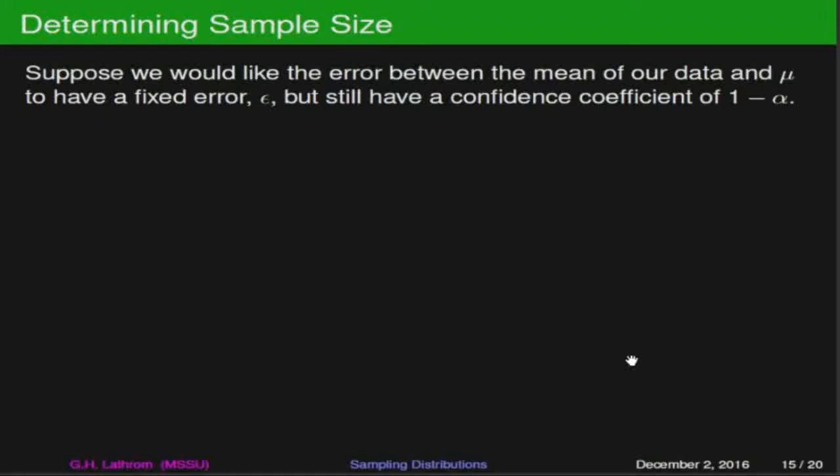So a second thing that can happen in these situations is we're doing this experiment and we ask the question, well, how much data do we need? So the setup is we're supposing that we would like our error of our mean in our data, mu, to have some fixed value, say epsilon, but we still want to have a confidence coefficient of 1 minus alpha. So what do we do with that?